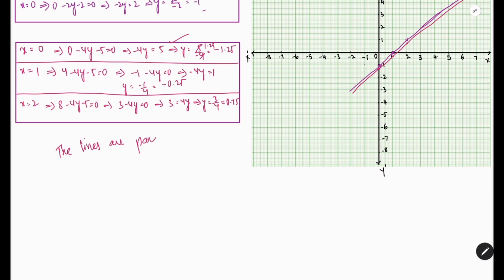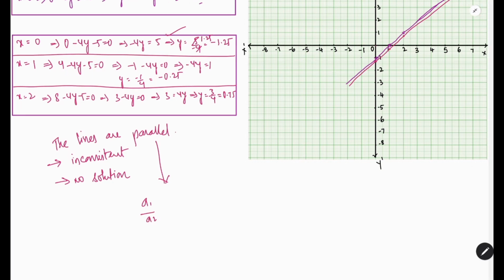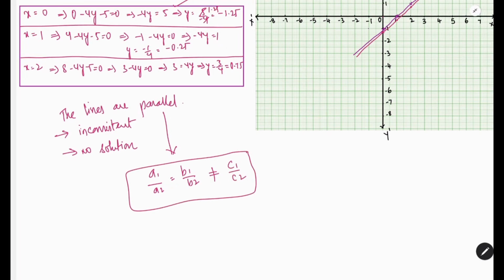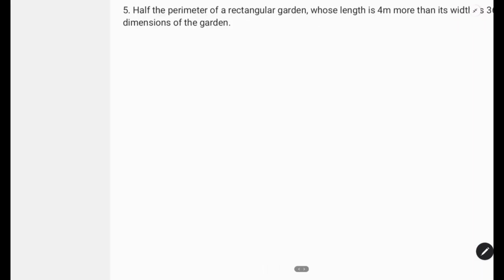The lines are parallel. If the lines are parallel, are they consistent? No, they are inconsistent. And do they have any solution? No solution. And what is the condition? If the lines are parallel, A1 by A2 equal to B1 by B2, not equal to C1 by C2. This is the condition. Okay, we'll move to the next one.